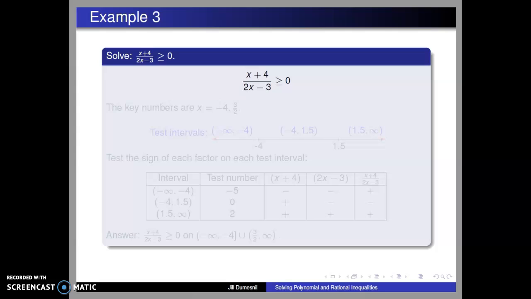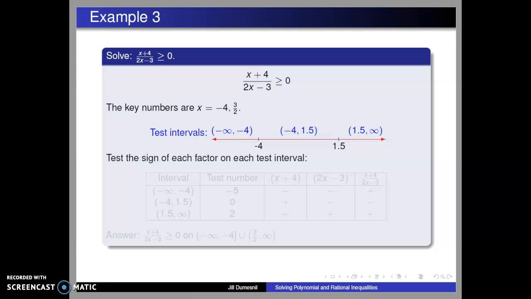In this particular fraction, the numerator and denominator are already as factored as we can get. So the key numbers, where the numerator and denominator are 0, are therefore x = -4 and 3/2. Now we draw a number line and place -4 and 1.5 on it. This divides the number line into 3 test intervals, namely the interval from -infinity to -4, the interval from -4 to 1.5, and the interval from 1.5 to infinity.